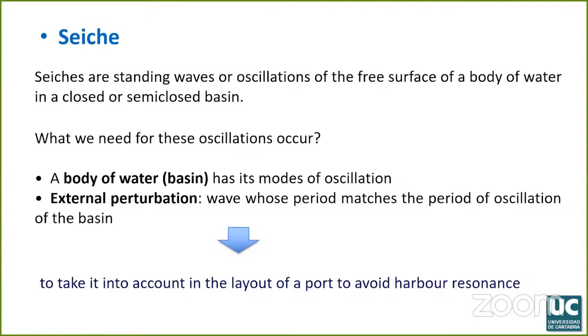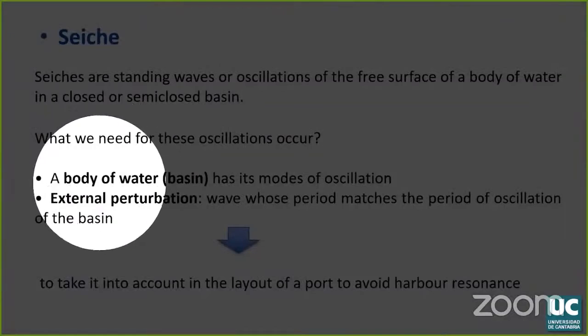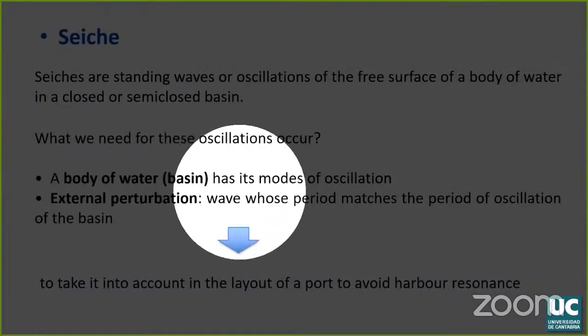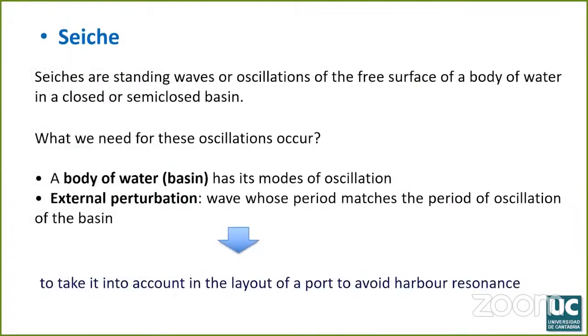For a seiche to occur, we need a body of water that has its natural period of oscillation and an external perturbation or wave whose period matches the basin's period. The external perturbation is most often a meteorological effect, such as wind and atmospheric pressure variations, infragravity waves, seismic activity, or tsunamis. The period of seiche oscillation is typically within the range of 2 to 40 minutes.